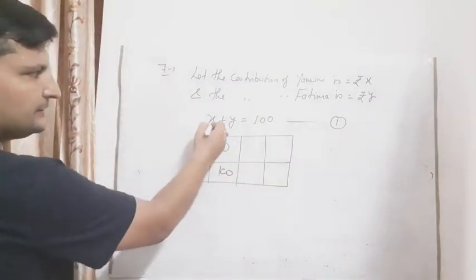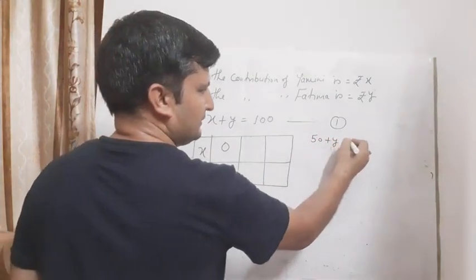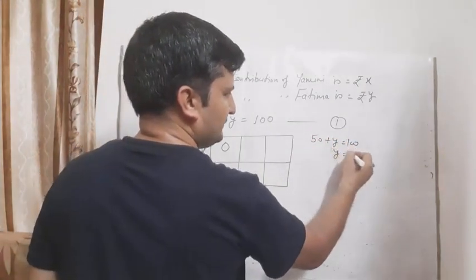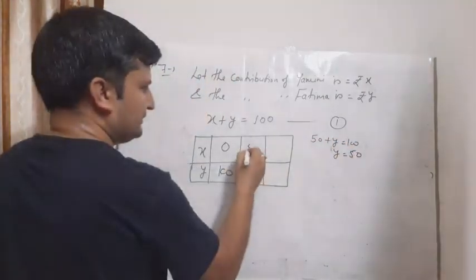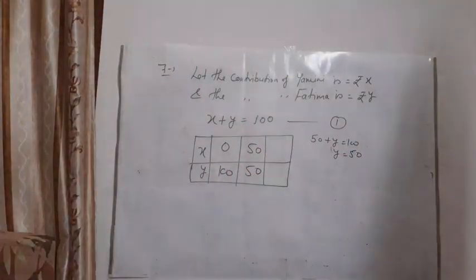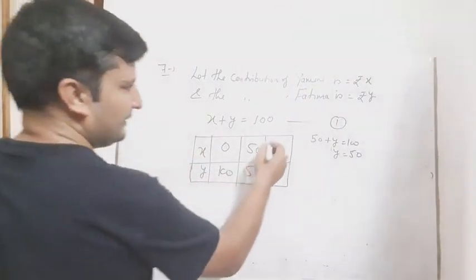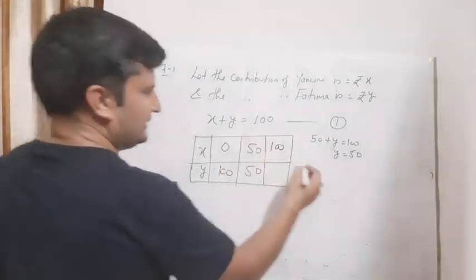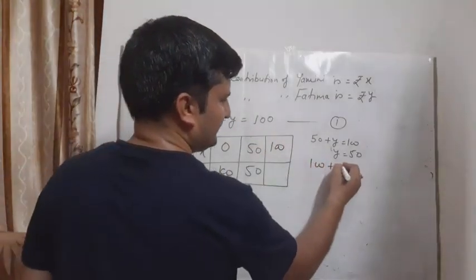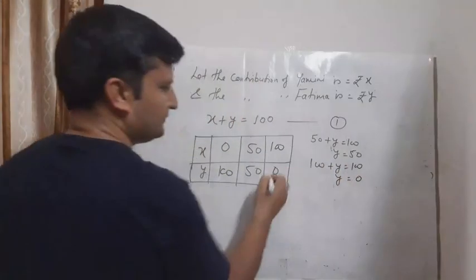If I am putting x is equal to 50 here, 50 plus y is equal to 100, so y is equal to 50. Suppose again I am putting x is equal to 100 here. Then 100 plus y is equal to 100, so y is equal to 0.